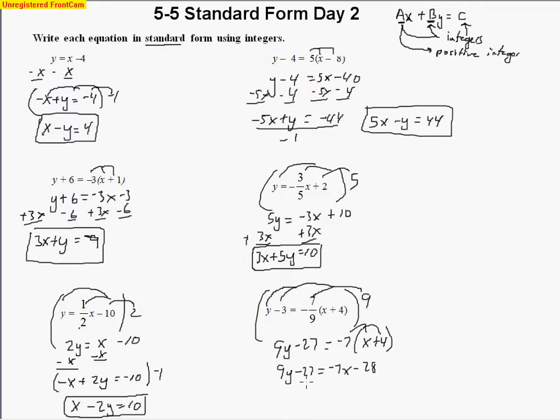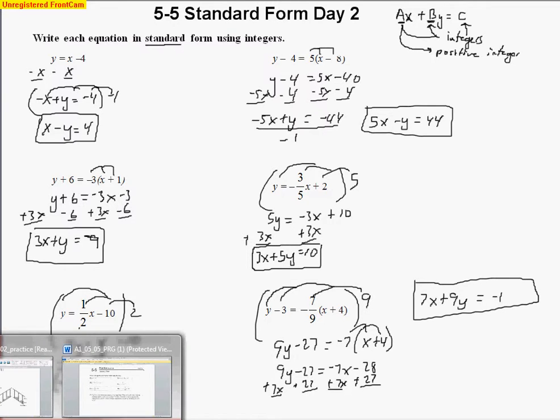So I'll bring the 27 over, add it to both sides, and I'll bring the 7x over. So I'll add that to both sides. And so that leaves me with 7x plus 9y equals, and I add the 27 and negative 28 makes negative 1, and that is standard form. So there it is. So those are standard form, writing it in standard form from a form that wasn't standard to start with.